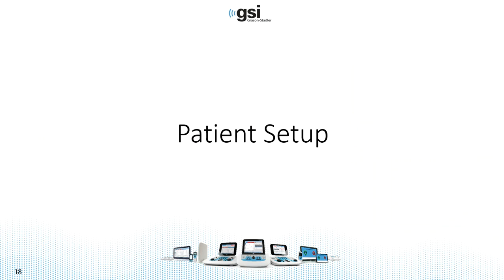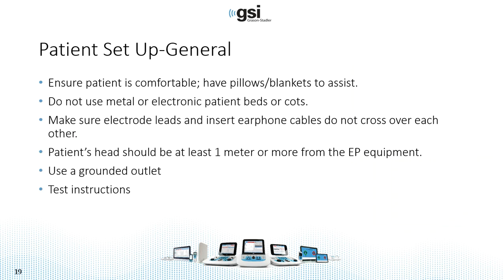Moving on to patient setup. So in general, because this is an evoked potential, we're going to use all those good practices that we already know for ABR. If we're testing an adult, we want to make sure the adult is comfortable, has maybe pillows and blankets to assist with comfort. We don't want to be using any metal beds or electronic beds or cots. We should unplug those from the wall. We want to make sure that our electrode leads and insert earphone cables don't crisscross over each other. We want to keep them completely separate.